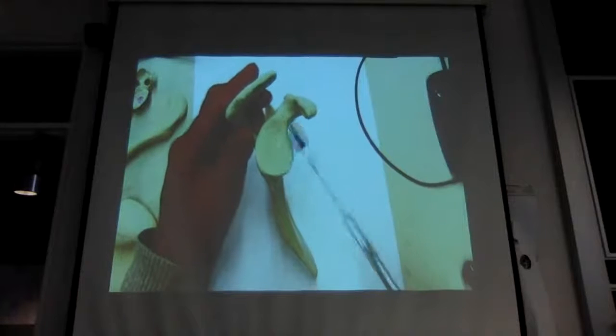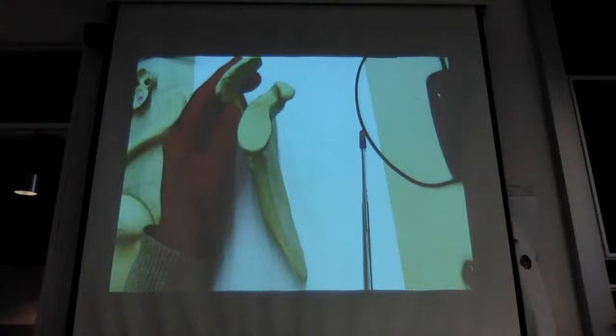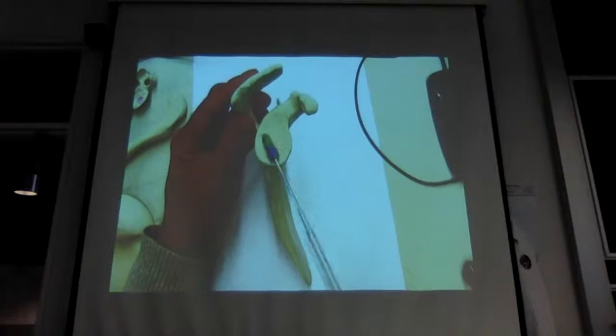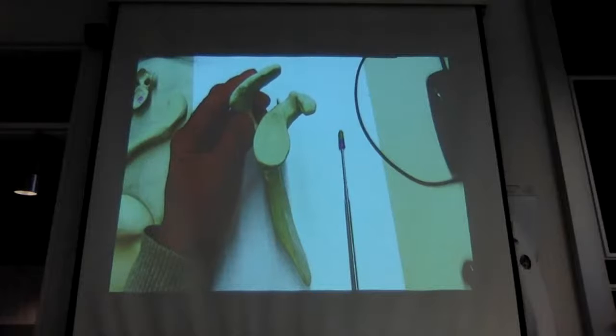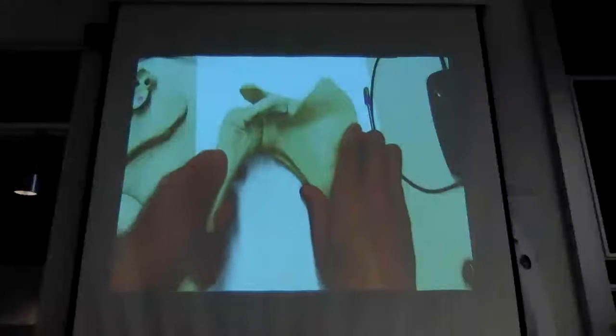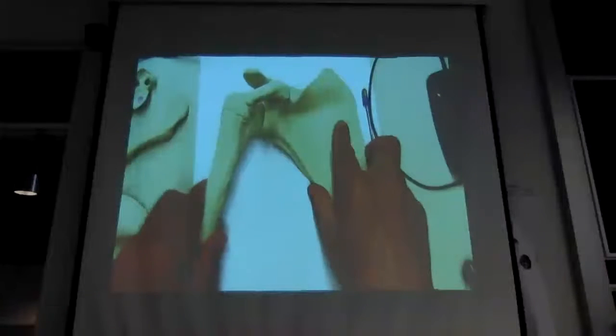What's this called? The glenoid fossa or glenoid cavity. Is this lateral or medial? Lateral. What fits there? See how shallow it is? Remember how I was saying it's shallow compared to the acetabulum, which we'll see in a minute, which is very deep. Yeah, the humerus fits in there.